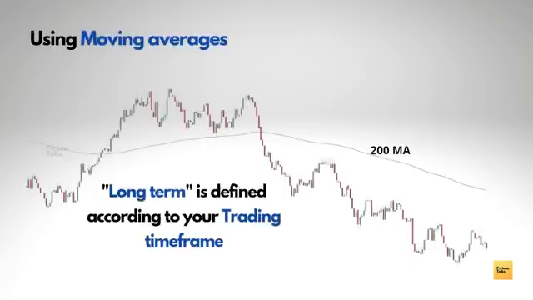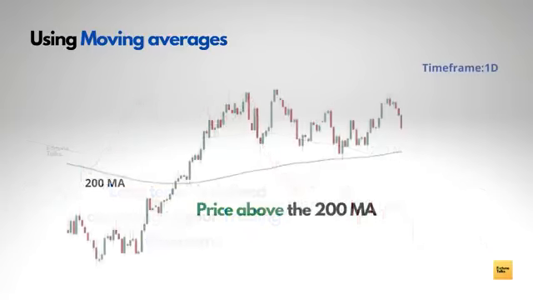It is because you could be using a 200 moving average on a 5-minute time frame. That is not really a long-term trend because it's a 5-minute time frame, right? Likewise, it can be a 200 moving average on a daily time frame. Then that's a pretty long time frame. So it is actually the long-term trend of the chart that you are trading, depending on what time frame you are looking at. So let's use the 200 moving average and the 1 day time frame for this particular example.